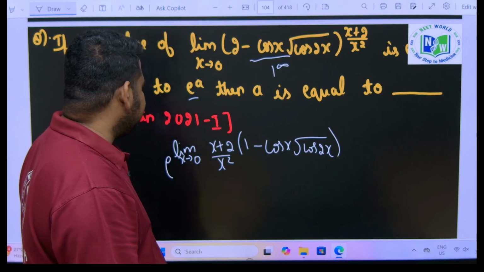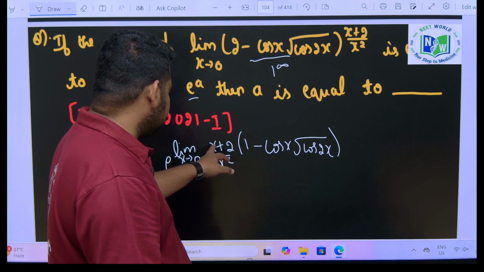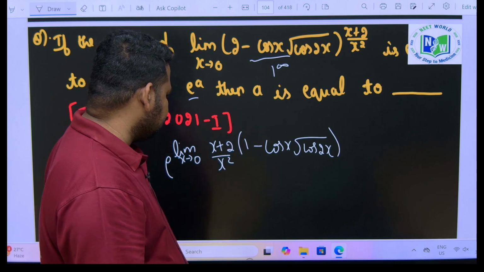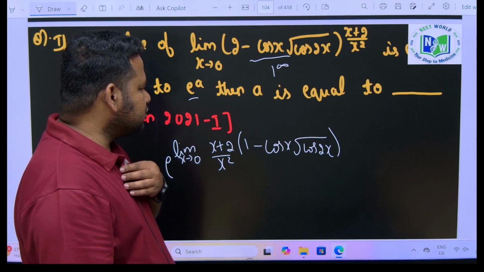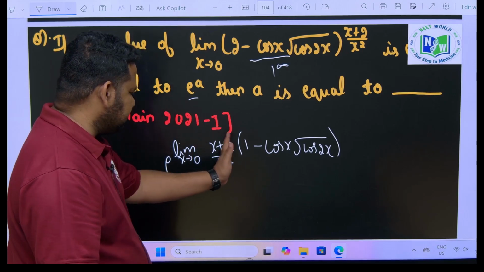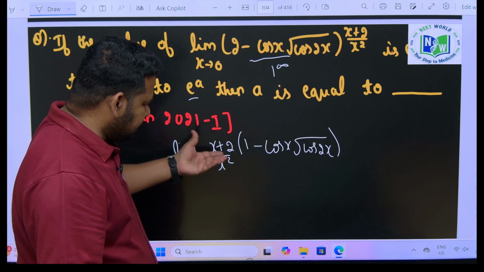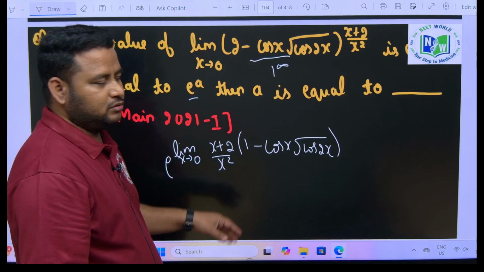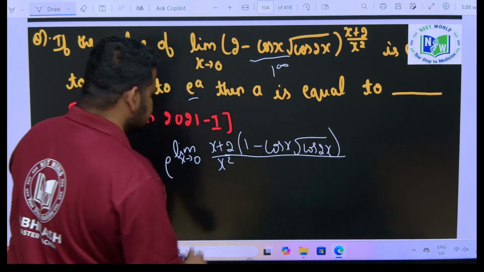Now if I apply x is equal to 0, again this will become infinity. 2 by infinity, we will get 0, and infinity into something it will become. So what should I do? I should apply L'Hospital's rule to this. First let us multiply this here, or without multiplying this also you can find out. First let us apply L'Hospital's rule. For this also we have to apply the product rule. So this whole thing is divided by x square.